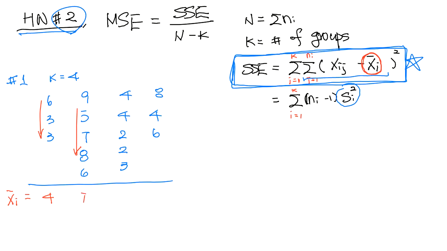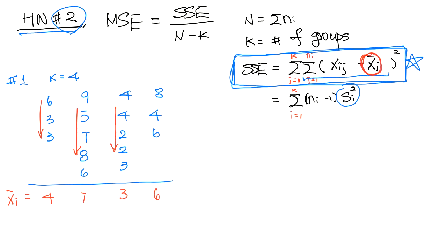And let me take another sum: 4 and 4, 2 and 2, and 3 is 15, divided by 5 again, and that is 3. And 8, 4, 6 is 18, but now divide by 3, so here is 6. So we have the 4 different sample means from each sample, right? Those are the x-bars.